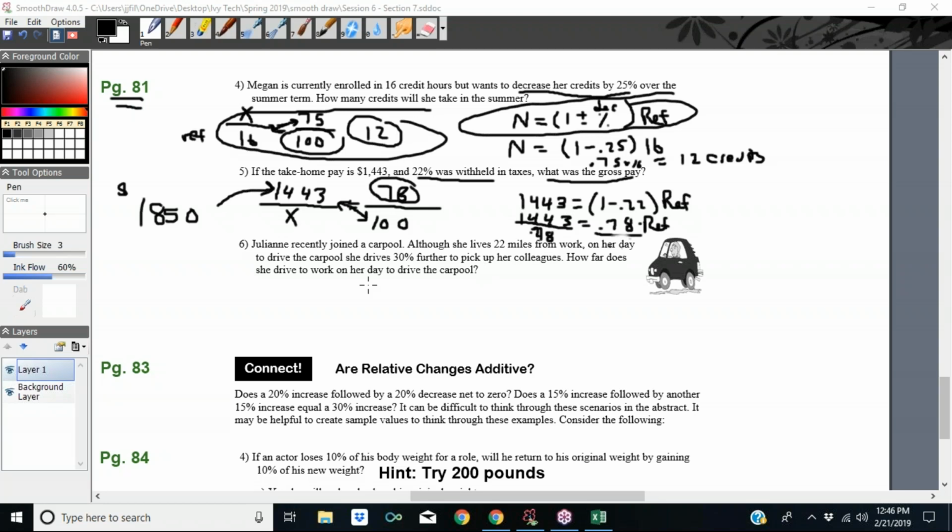All right, so it looks like most of you are done with this problem, so we'll go ahead and take a look at it. It looks like her original amount is the 22, and it says she drives 30% further. So what is that going to be up in this number right here?